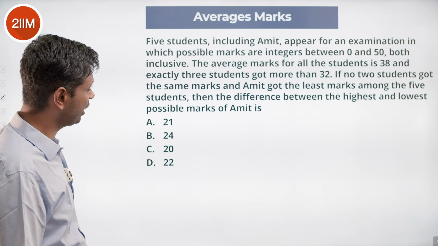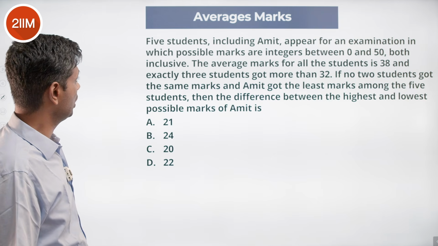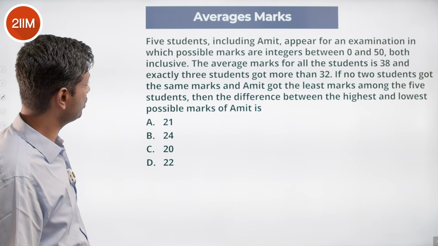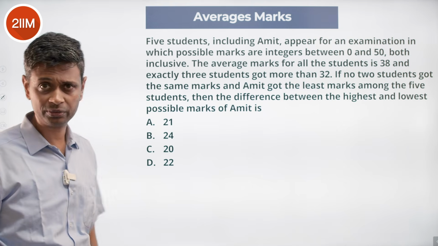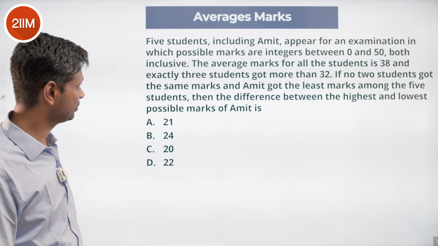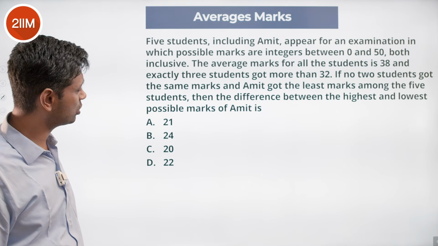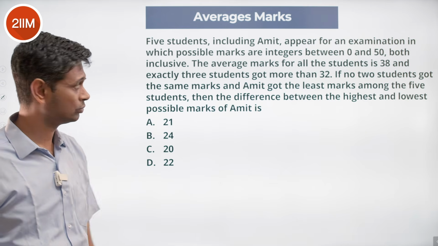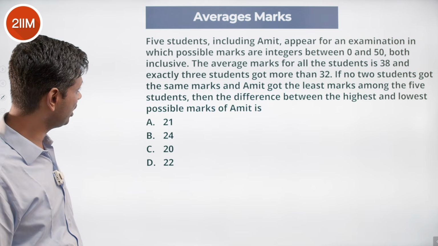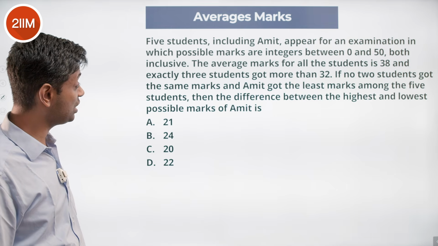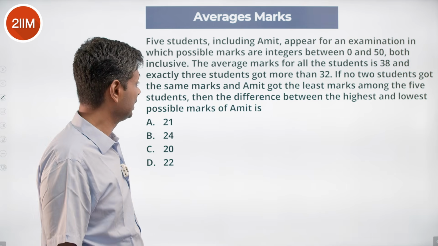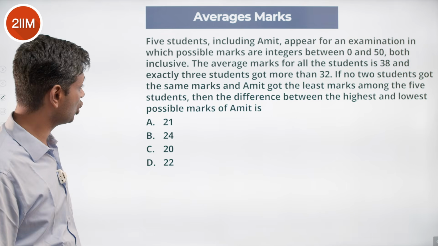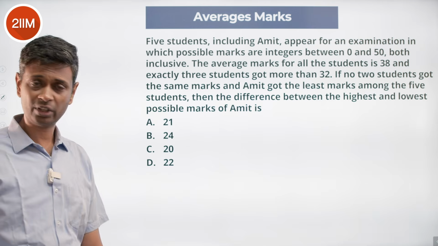5 students, including Amit, appear for an examination in which possible marks are integers between 0 and 50, both inclusive. Average marks for all the students is 38, and exactly 3 students got more than 32. If no student got the same marks and Amit got the least marks among the 5, then the difference between the highest and lowest possible marks of Amit is?